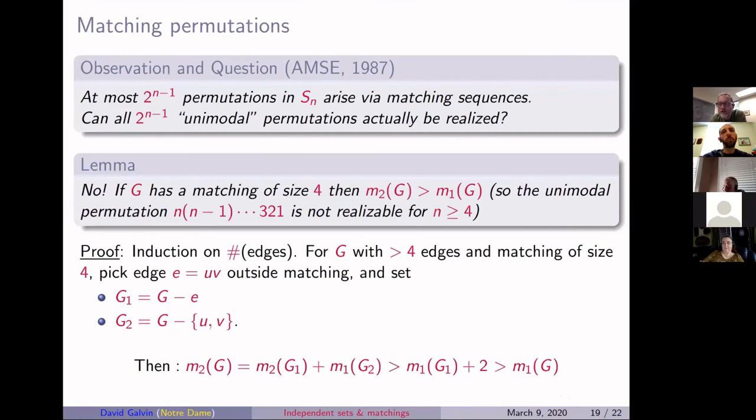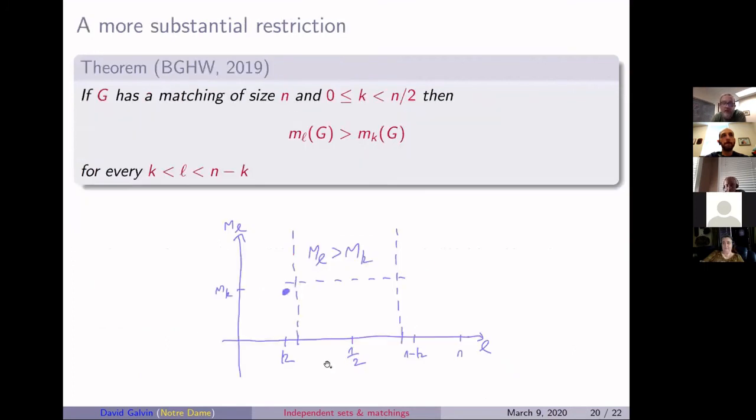And at least it shows that there are some restrictions on the matching sequence, other than just that it's a unimodal sequence. But actually, this is just the tip of an iceberg. This is just the base case of a more general double induction. And the more general restriction we were able to discover is basically conveyed in this picture down here. If you have a matching of size n, and you fix k between 0 and n over 2, then the number of matchings of size L always beats the number of matchings of size k, as long as L is between k and n minus k.